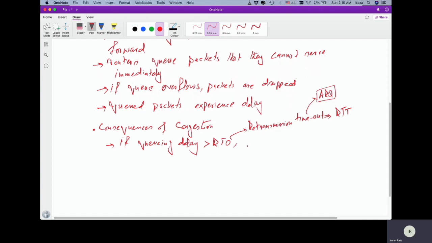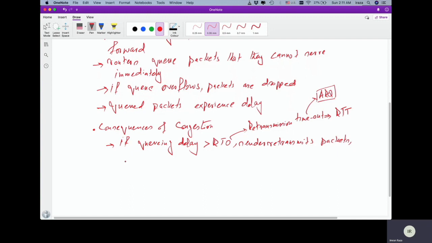Obviously, the sender retransmits the packet, because the sender is waiting for an acknowledgement and the packet is still waiting at a router, and the delay is more than the retransmission timeout. The timer expires, and we automatically retransmit. So the sender retransmits packets. And why is this not good?